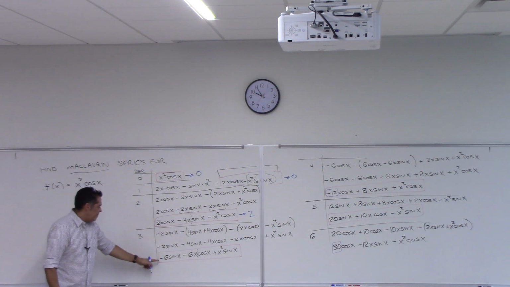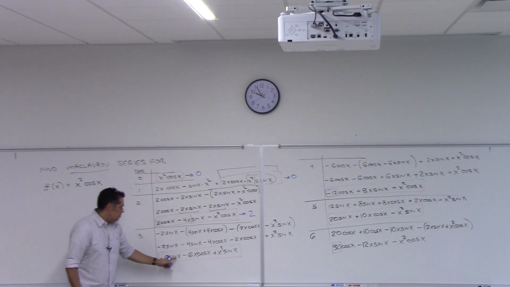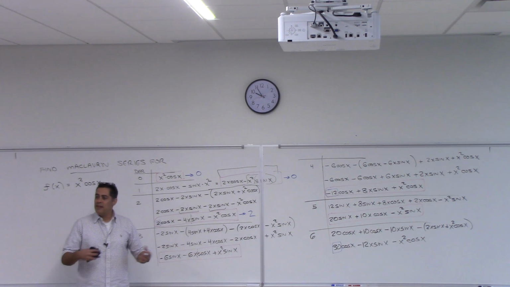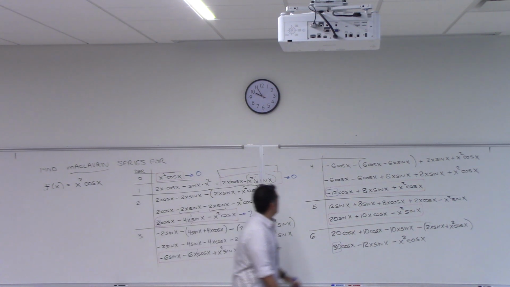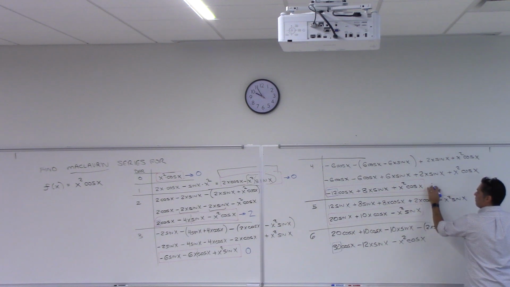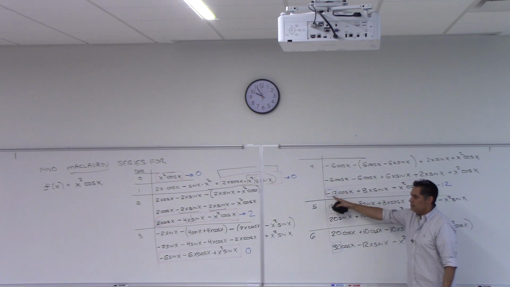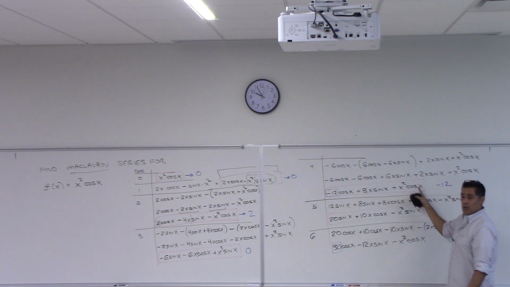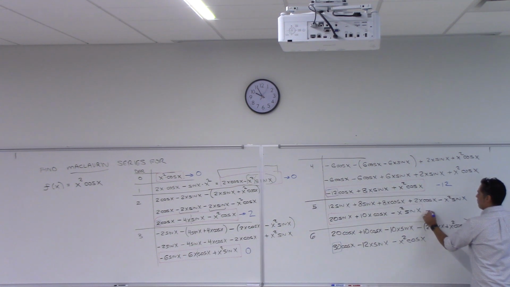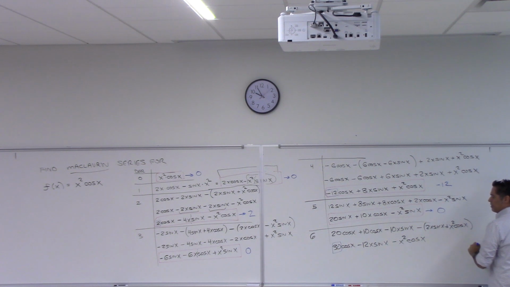What's the next one? 0, sine of 0, 0, 0, 0, 0. Everything that has an x in it in the front is going to go away when we do Maclaurin. So 0 here. What's this one? Negative 12. Cosine of 0 is 1. Negative 12. 0, 0, right? What about the next one? 0. What about the next one? 30. Okay, this looks doable, doesn't it? At least we have some sort of pattern.